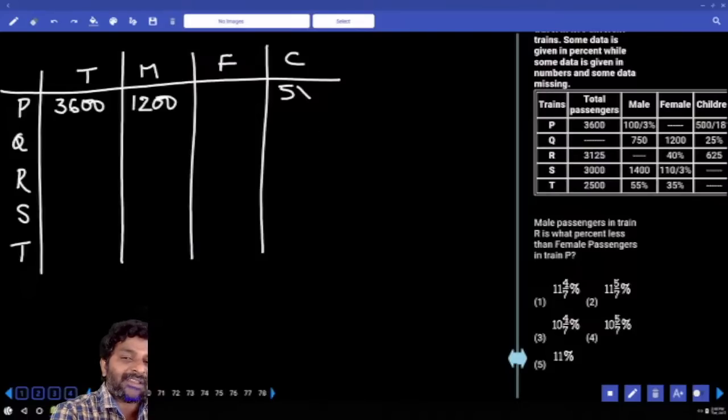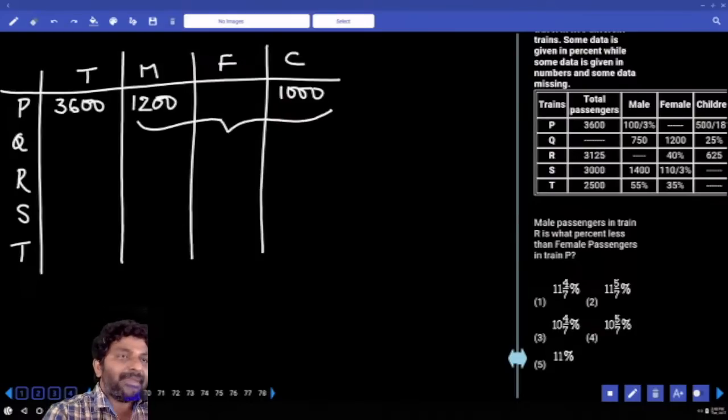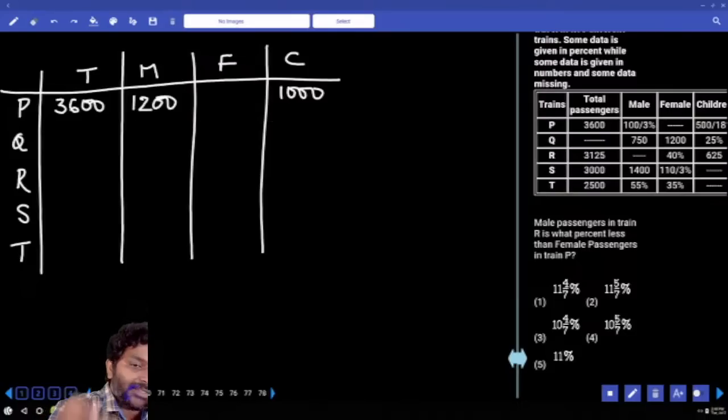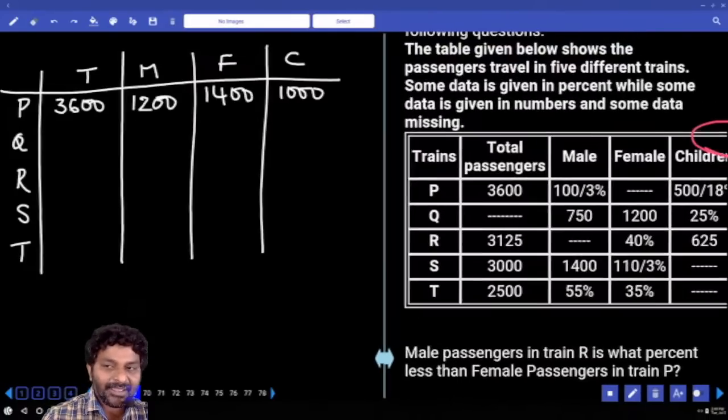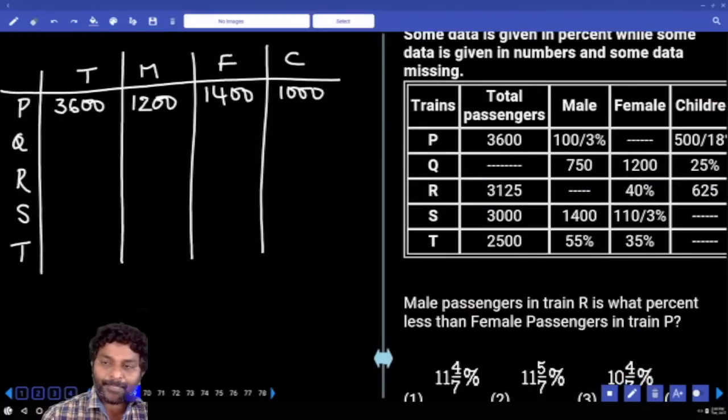So how many children are there? 1,000 children are there. How many male are there? 1,200. If you add male, female and children, that should be equal to total. Already you have 2,200. Then remaining 1,400 are female. Is it okay? Right. Next.